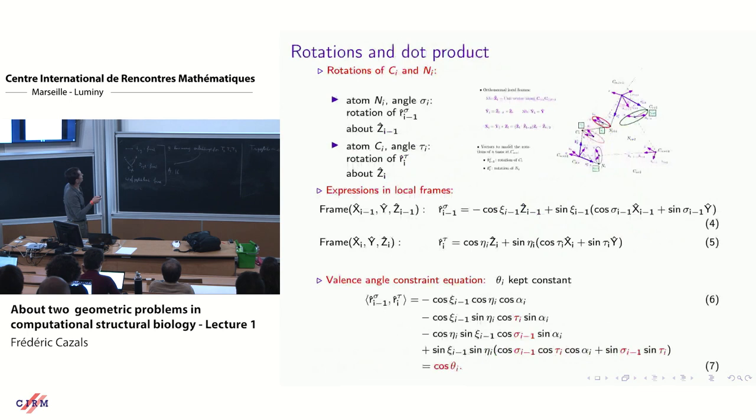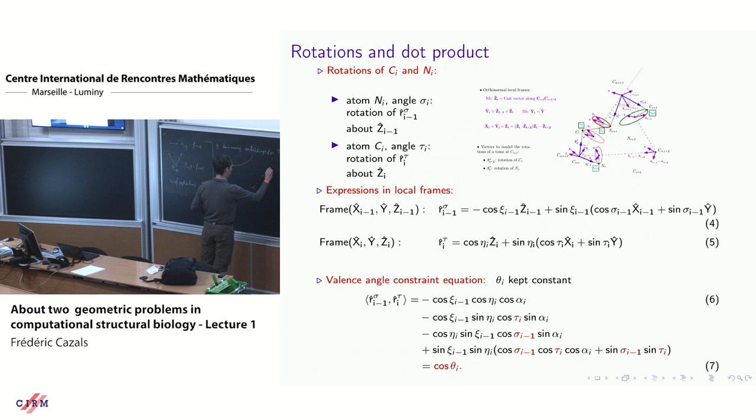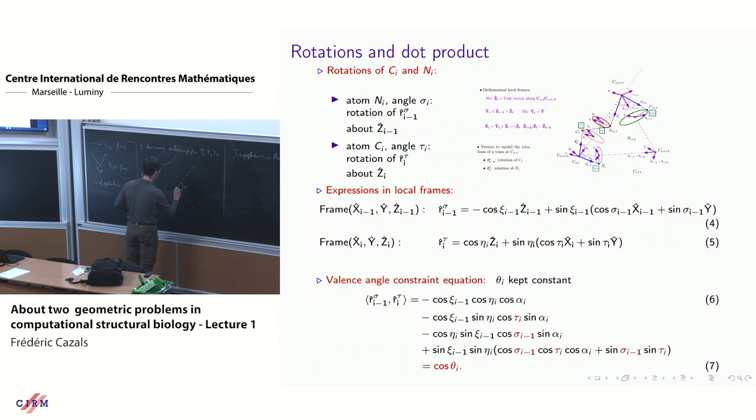So now, by playing accurately with the geometry, using these three local coordinate systems, we are going to write in local coordinates an expression of the vector which models the rotation of Ni along the base of the triangle, right? And also, we are going to write in local coordinates R tau I, namely the vector which models the rotation of ci along this edge of the triangle. And so these are the expressions we obtain using the three local coordinate systems. And finally, now we can write down the equation which gives us the conservation of this theta I angles of the C alpha carbon, right? Remember, so this is the so-called valence angle constraint. So we have, so this is fixed, theta I, C alpha I, fixed.